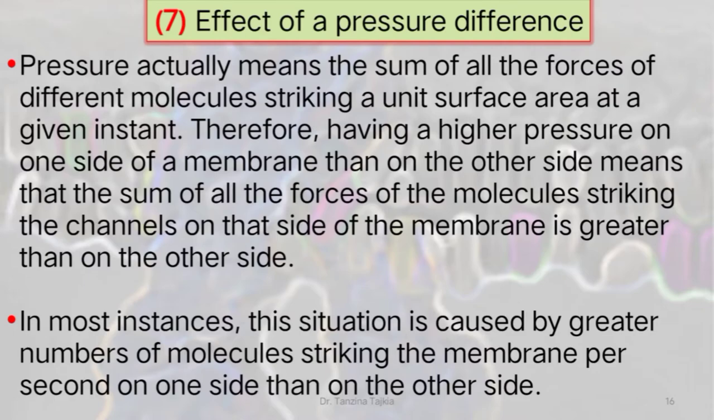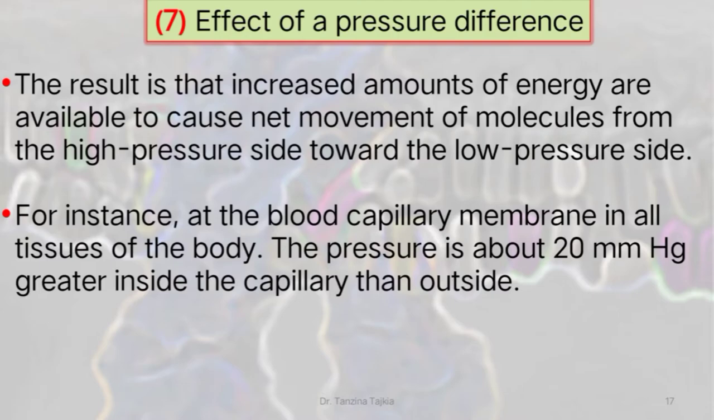Then, effect of pressure difference. Pressure actually means the sum of all the forces of different molecules striking a unit surface area at a given instant. Therefore, having a higher pressure on one side of a membrane than on the other side means that the sum of all forces of the molecules striking the channel on that side of the membrane is greater than on the other side. In most instances, this situation is caused by a greater number of molecules striking the membrane per second on one side than on the other side. The result is that an increased amount of energy is available to cause net movement of molecules from the higher pressure side to the lower pressure side.